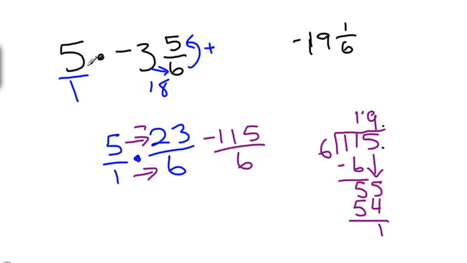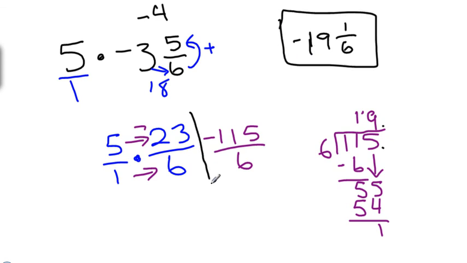This kind of makes sense if we look at our original problem. If we did 5 times, and we rounded this off, so negative 3 and 5/6 is pretty close to negative 4, and 5 times negative 4 would be negative 20. So we know it should have been close to negative 20. And sure enough, it is. So if you put either of these answers, you'd be good to go. Alright? Soup break. Eat some soup.